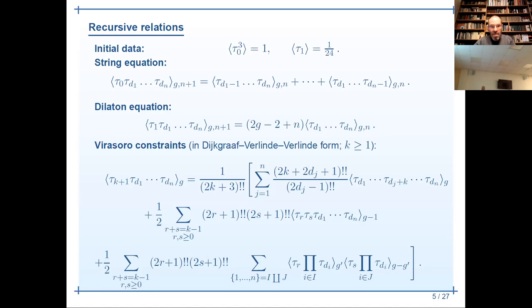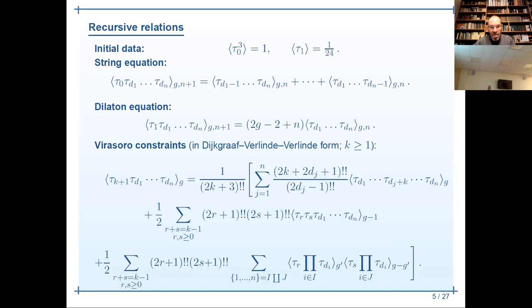Which are as follows. So there is this string equation, which allows you to get rid of entry zero, the dilaton equation, which allows you to get rid of entry one. And there is the main relation, which is called Virasoro constraints, which reads as follows. I suggest not to pay attention to combinatorial coefficients, but only to the structure of these relations.